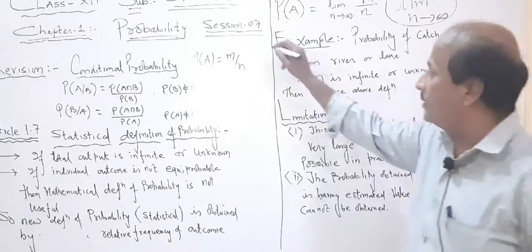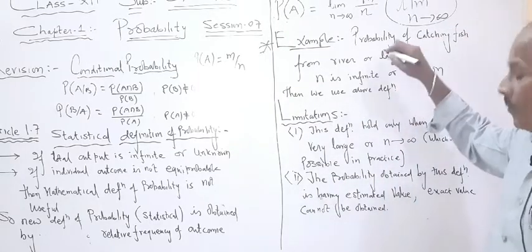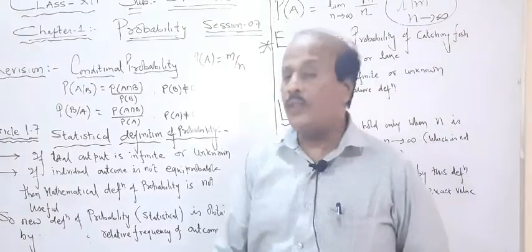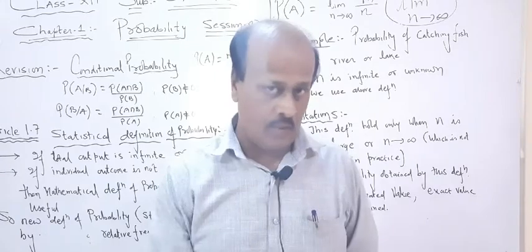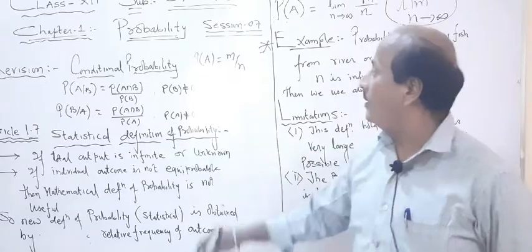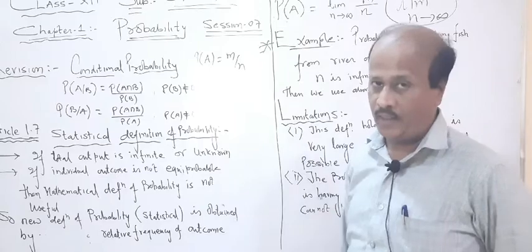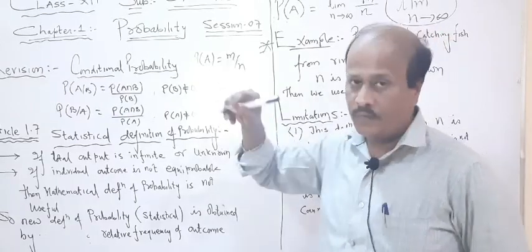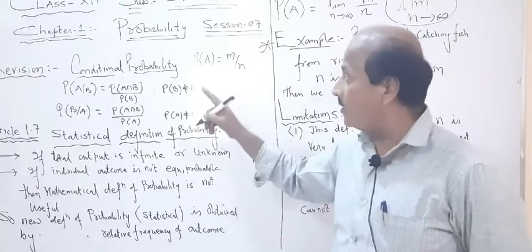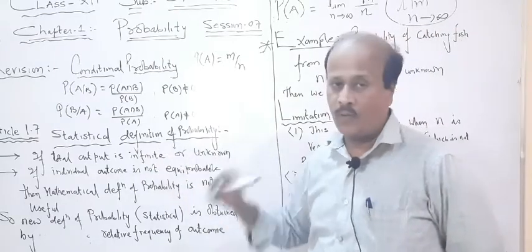One nice example is given in your book. Suppose somebody asks you to find the probability of catching a fish from a river or lake. Now we don't know how many fish are there in the lake or river, so we cannot use the earlier formula, because in the earlier formula n was definite. Here we don't know how many fish there are in the lake. Similarly, how many fish we are going to catch is not equiprobable. In such a case, we use this definition, the statistical definition of probability.